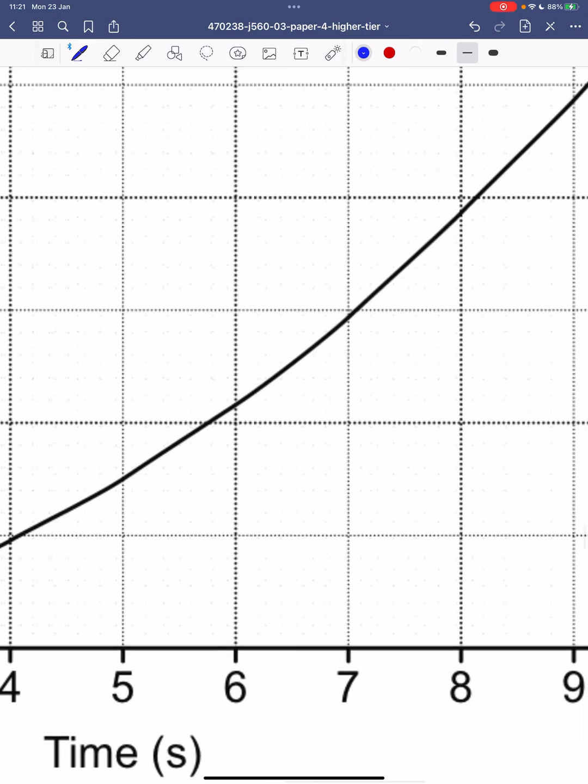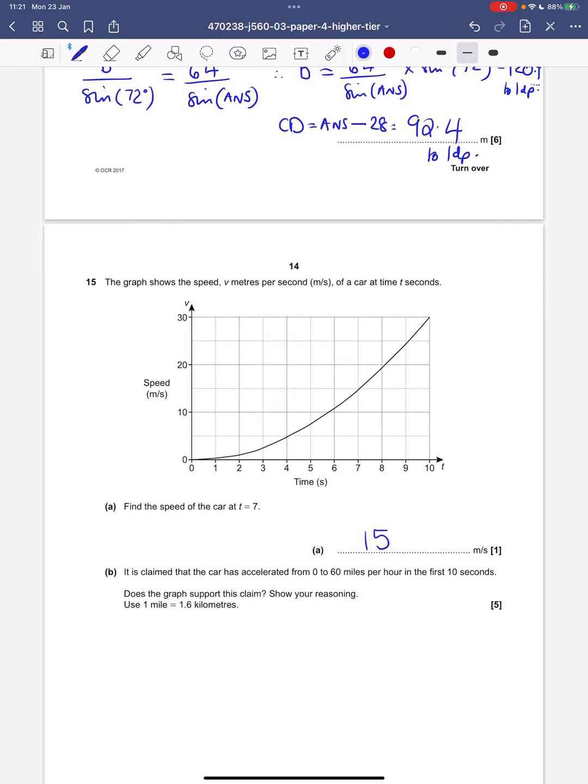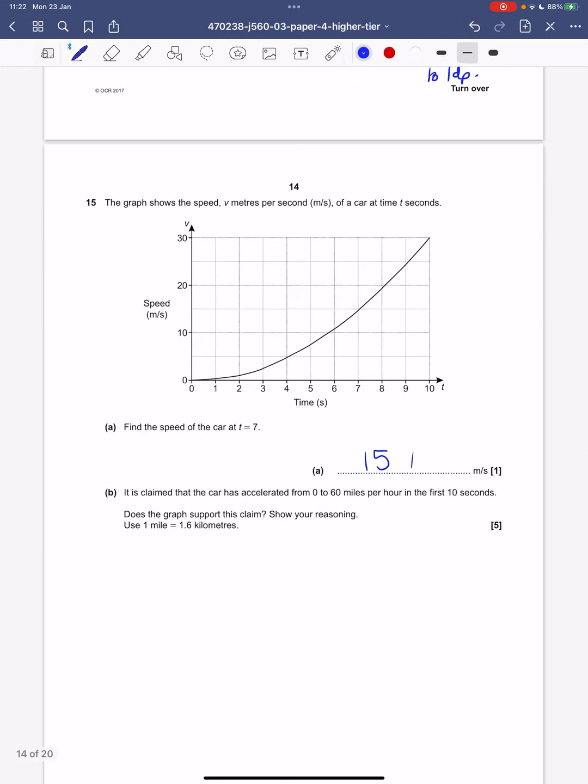I think I'll check the answers there. It's slightly below, but yeah, 15 metres per second. I think it's supposed to be 15. Right, it's claimed that the car has accelerated from 0 to 60 miles per hour in the first 10 seconds. Does the graph support this claim? Show your reasoning. Use 1 mile is 1.6 kilometres. Well, at 0, it's going 0 metres per second, which is also 0 miles per hour. So the first bit's right.